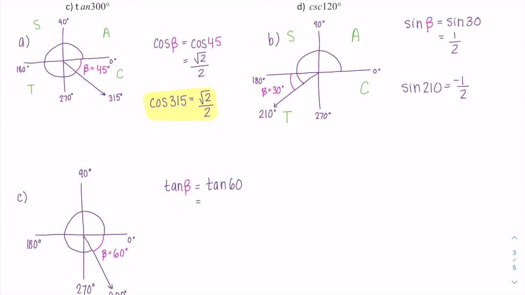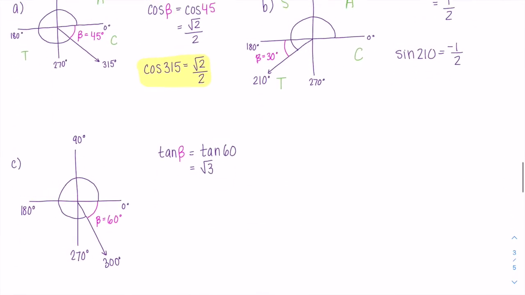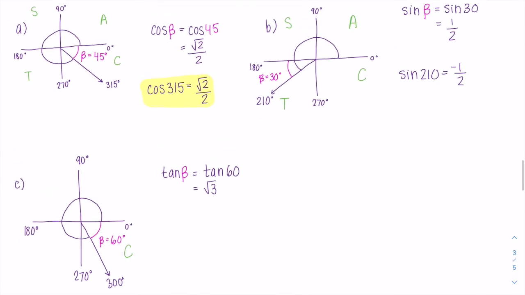And that is one of our special ones. So tan of 60 is going to be √3. So now we know the value. We now need to figure out the sign. So I look at my CAST rule. Oh, sorry. So we have CAST.